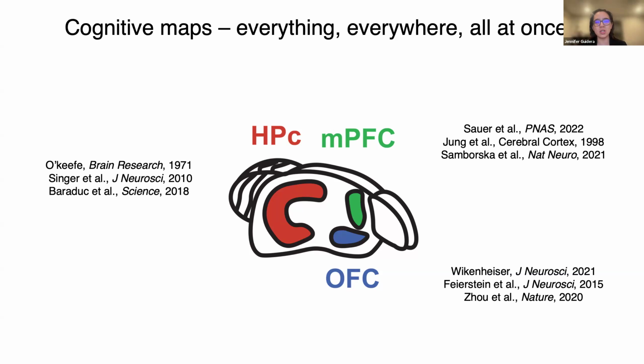And so this raises the question, are there organizational principles that govern how representations of specific and generalized aspects of experience are distributed across these brain regions? To address this, we carried out large-scale recordings across these areas in rats as they performed a task that is kind of like picking up tacos for dinner.